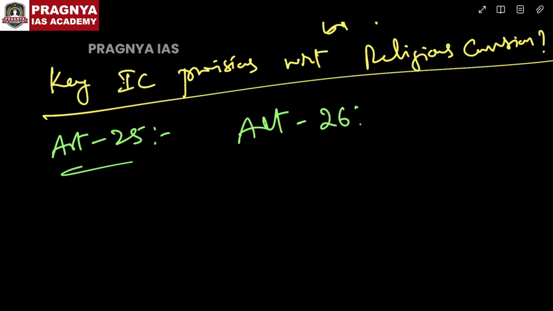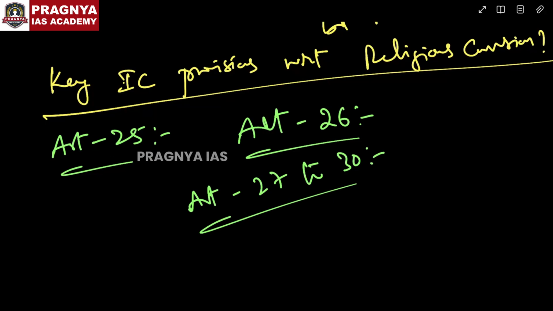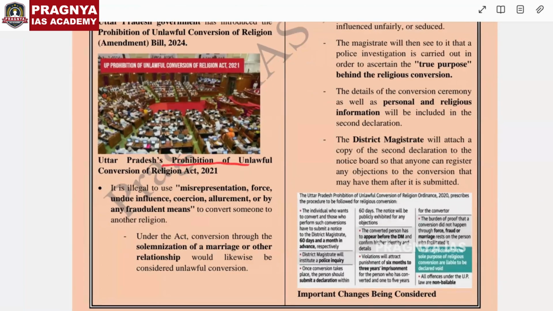Likewise, Article 26 is the second important Indian constitutional provision, which entitles every religious denomination to manage its own religious affairs, again subject to public order, morality, and health. Likewise, Articles 27 to 30 guarantee freedom to manage religious affairs, contribute monetarily to any religion, and set up and administer educational institutions. And all these can be seen as a part of this. Along with this, you can also say the main important current affair here is nothing but the Uttar Pradesh Prohibition of Unlawful Conversion of Religion Act of 2021.